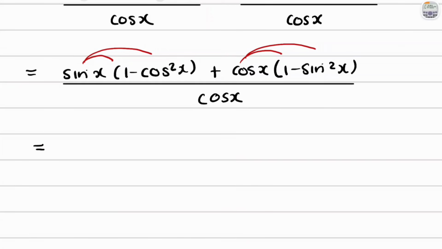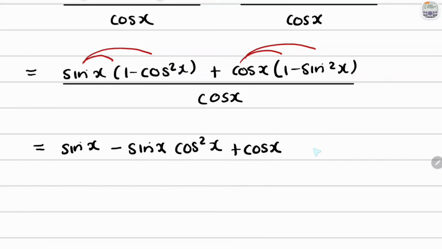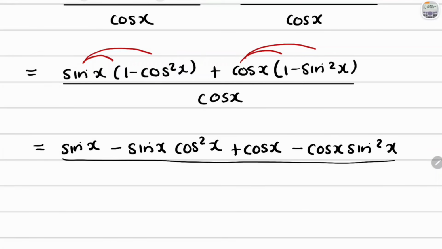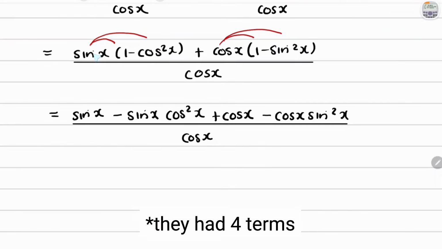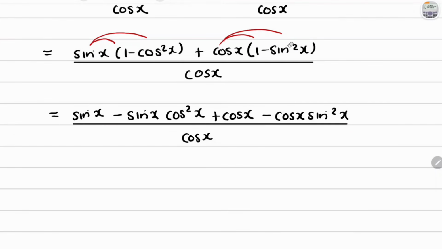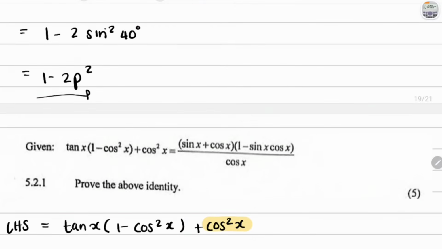Okay, so sine x times 1, that's sine x. And then sine x times negative cos squared x is negative sine x cos squared x. Then here we get positive cos x. And then when that multiplies, you get negative cos x sine squared x. Okay, so we have 4 terms now. That's a good thing. Like they have 4 terms as well. We knew that when we had them like this, they didn't work out. They didn't really look like that.